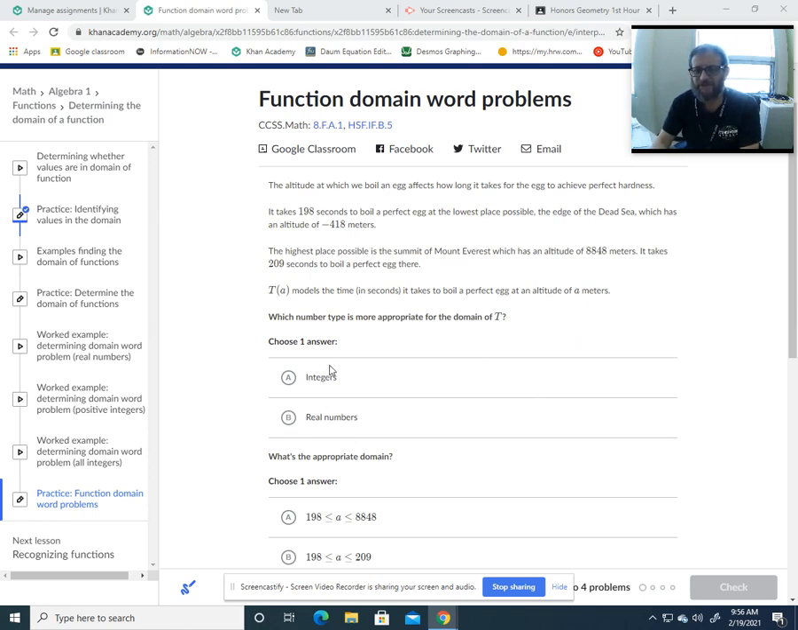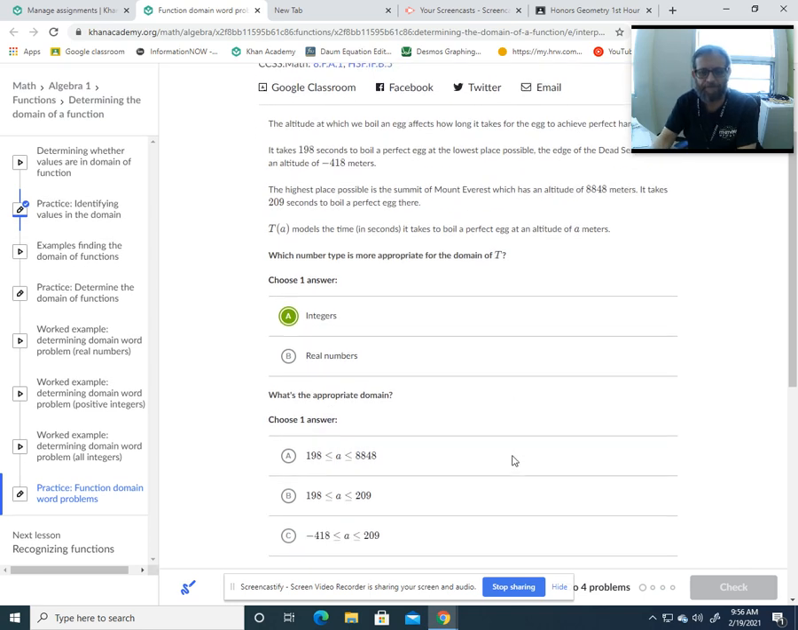So the difference between integers and real numbers is integers don't have weird decimals. They don't have square roots. -3 is an integer, 7 is an integer. There's no decimals, no weird fractions. So that's what's going to be happening in this problem. Our domain, the numbers we're putting in for our heights, for our altitude, is going to be a nice integer. It's not going to be something weird or ugly.